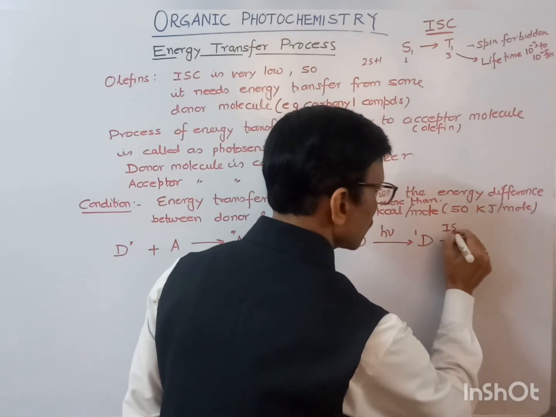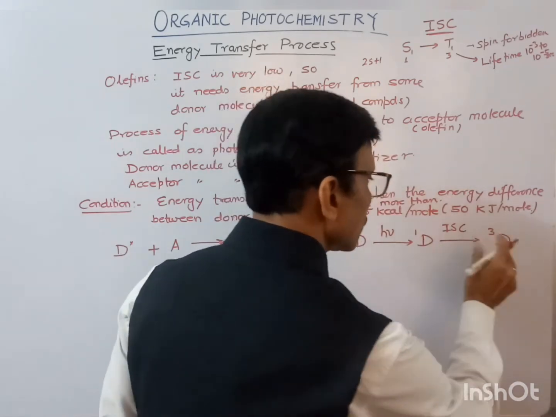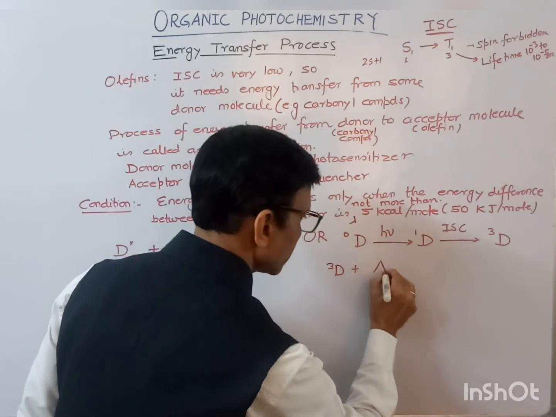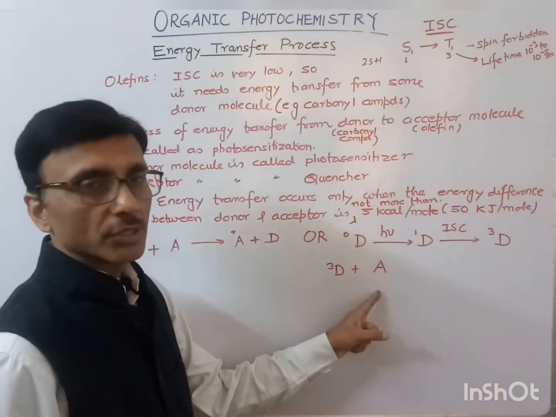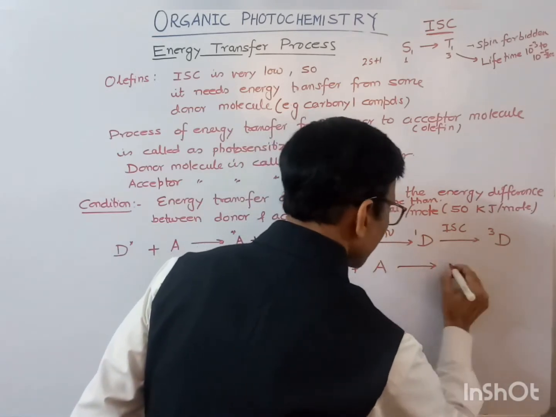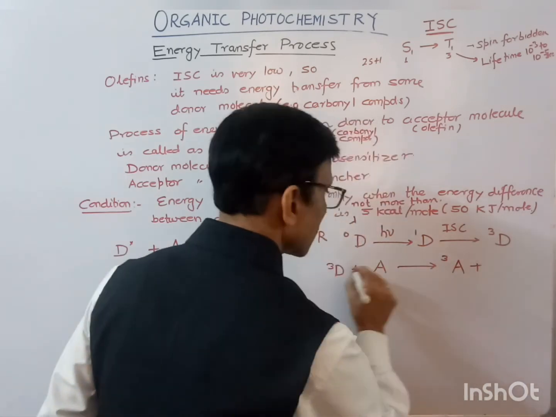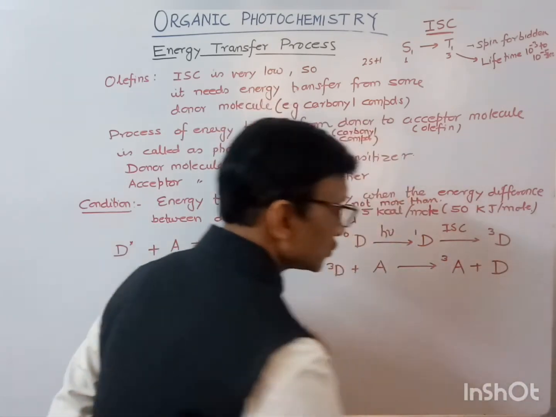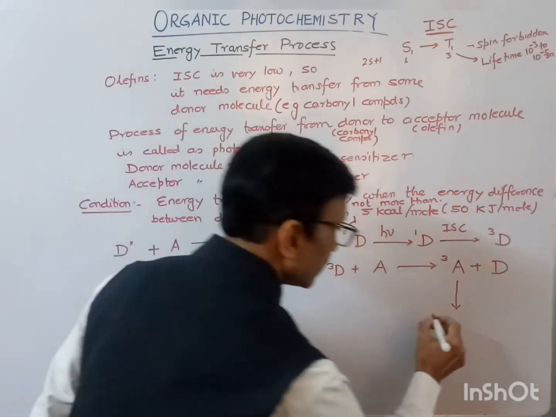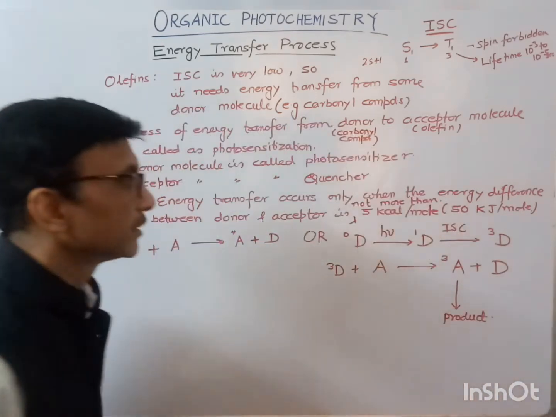Via intersystem crossing, it will go into the triplet state. Now this triplet donor transfers the energy to the acceptor molecule. This acceptor molecule is the olefin here, and after transferring, the acceptor is getting excited, and the donor molecule will come back to its ground state. This triplet acceptor molecule can now give the product.